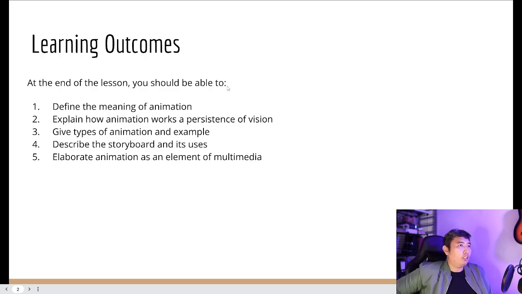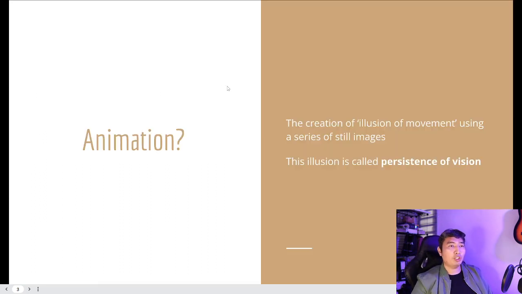So at the end of the lesson, you should be able to first define the meaning of animation, and then explain how animation works as a persistence of vision, and give types of animation and examples. Describe the storyboard and its use. We're going to have a look a little bit at a storyboard and how it is related to the animation. So elaborate animation as an element of multimedia. Okay, so what is animation?